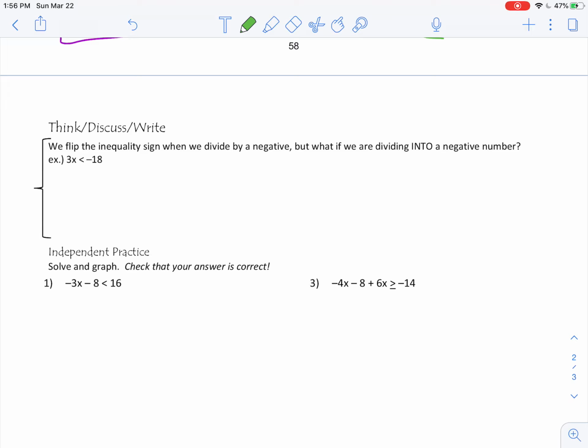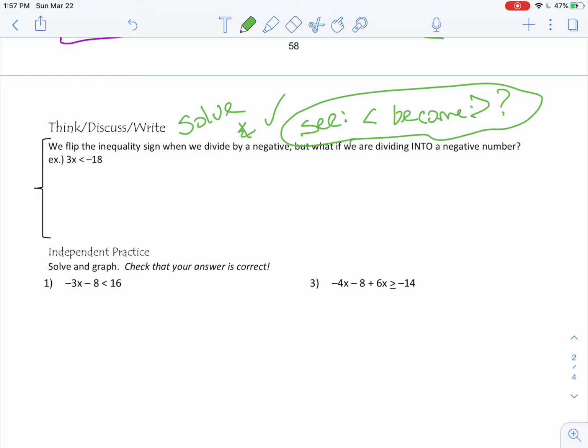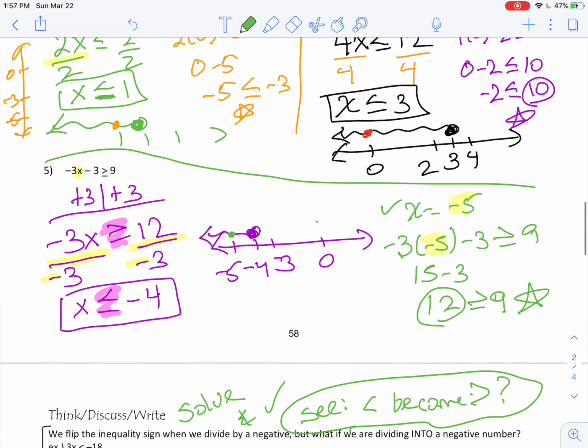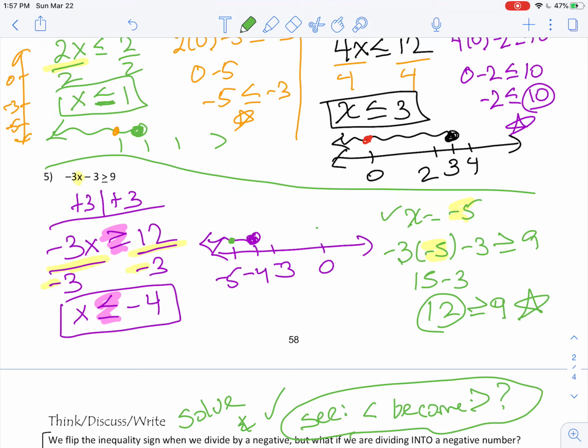It says we flip the inequality sign when we divide by a negative. But if we are dividing into a negative number, for that example, what happens? So what they want you to do is solve this equation and then check and see: do you change the inequality sign? Does the less one become greater than? Well, tomorrow on your key, you'll be able to figure it out. Everybody tries it for tonight or today. Everybody does the rest of the page. Make sure you work carefully, and then I'll have the answers for you tomorrow.